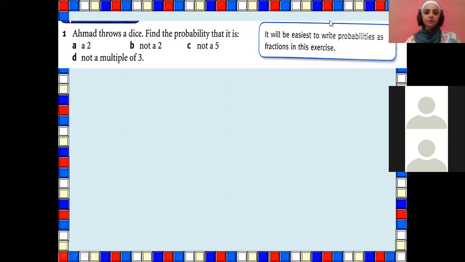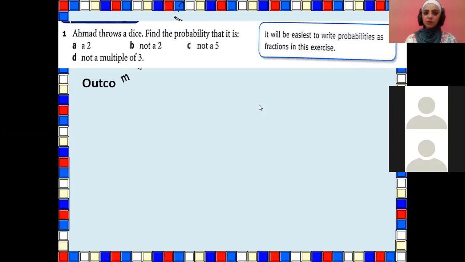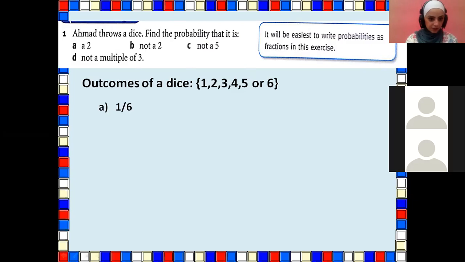Ahmed throws a dice. Find the probability that it is a 2. 1 to 6. 1/6. Yes, 1/6. Excellent. Now the outcomes of throwing a dice are 1, 2, 3, 4, 5, up to 6. Choosing a 2 is 1 out of 6. Yes, excellent. So let's go to Lean Al-Kumi.